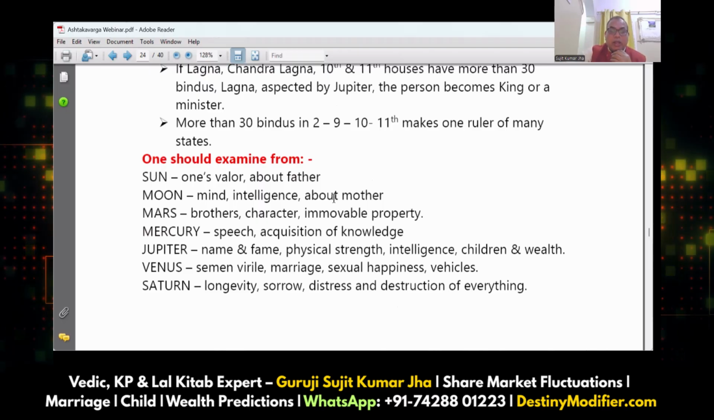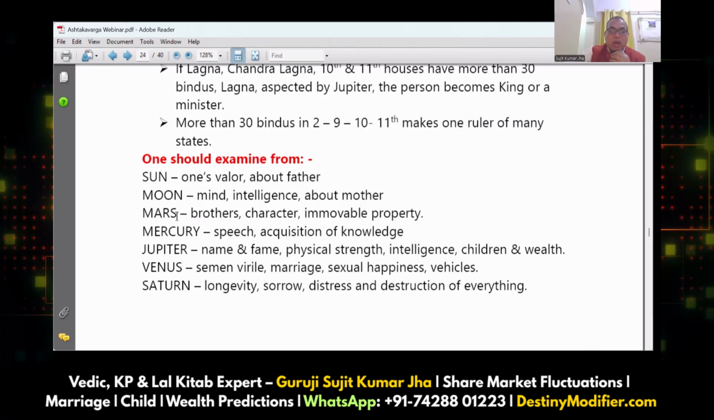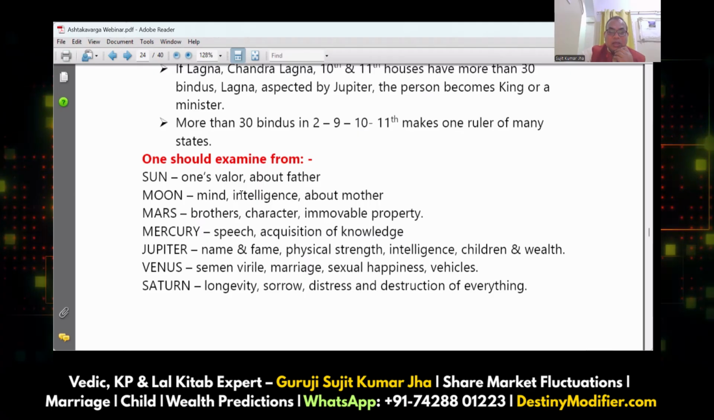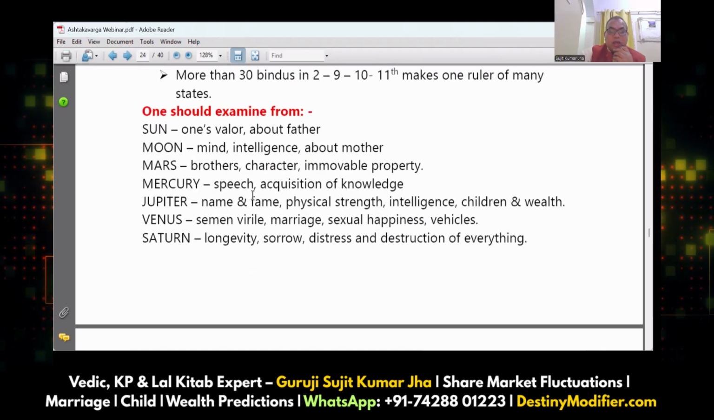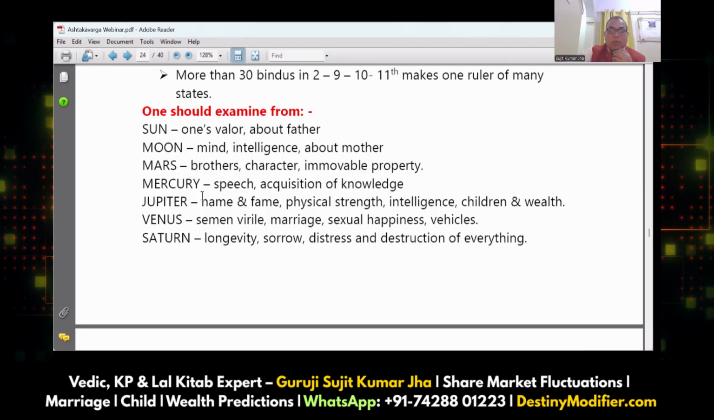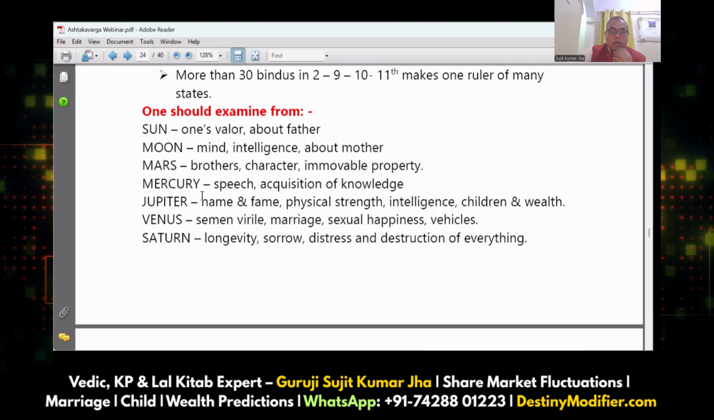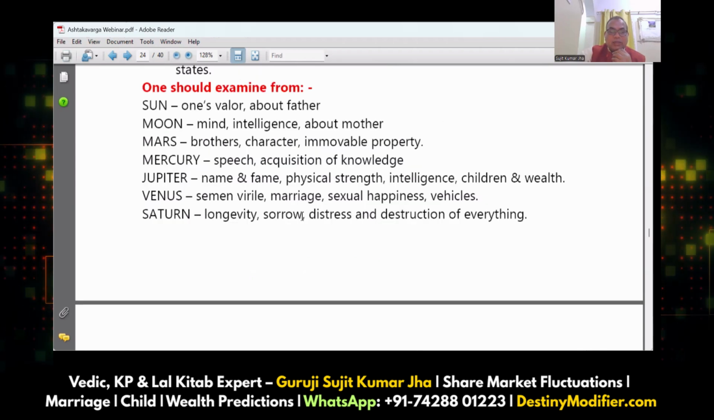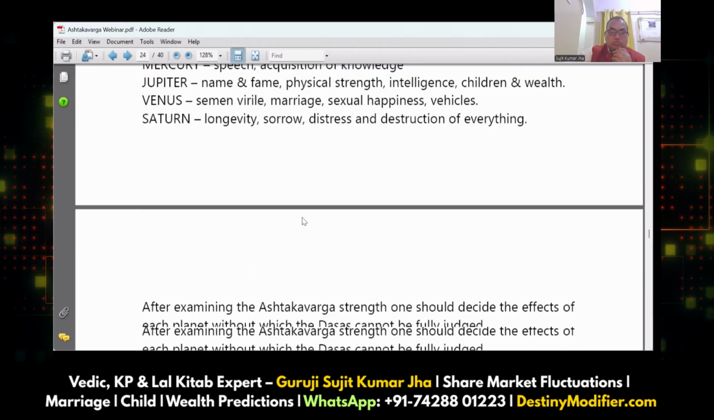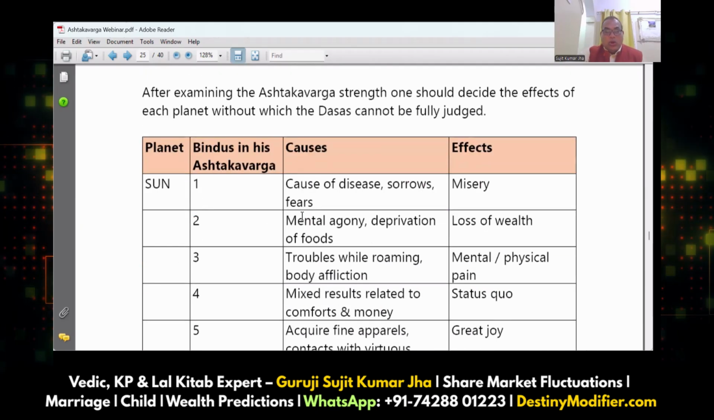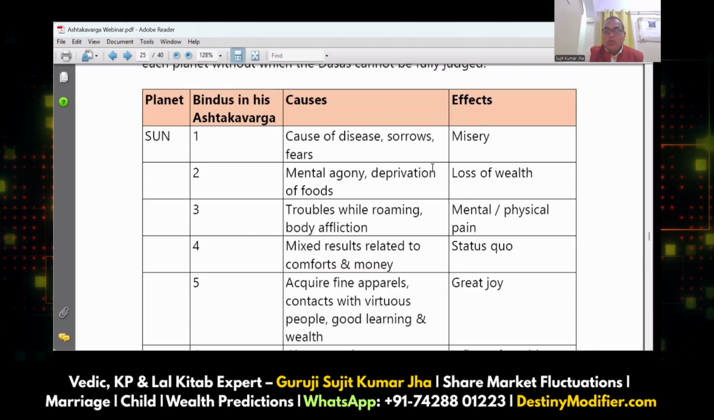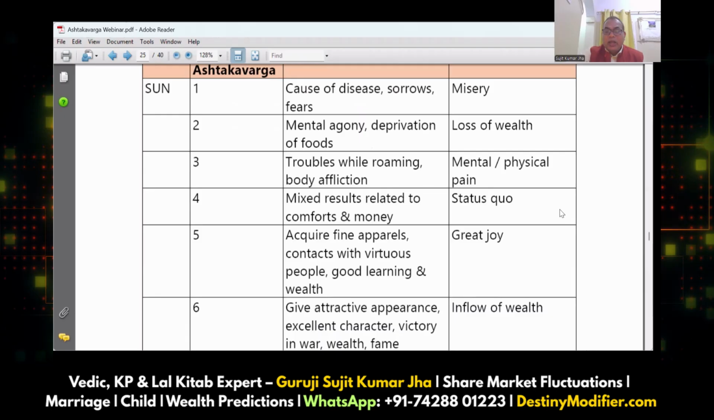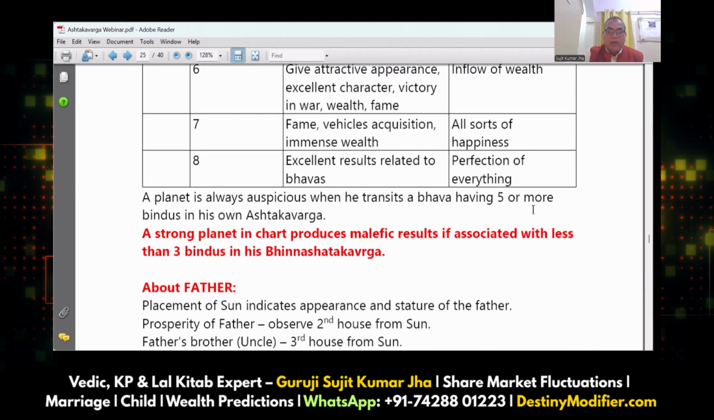If you want to predict about a native's father, you have to check from the Sun; mother from the Moon; brother from Mars. You have to check the speech of the person from Mercury; Jupiter for name and fame; Venus for marriage life; Saturn for sorrow. So if the Sun has given 1 point, what effect; 2 points, what effect; loss of wealth. So every point is connected to an effect, and like that every planet has.